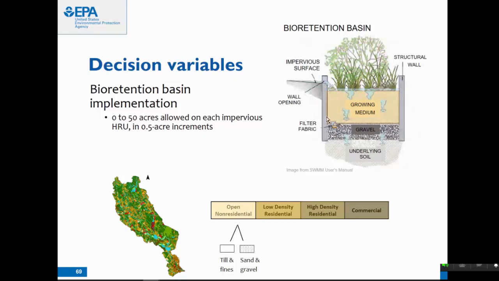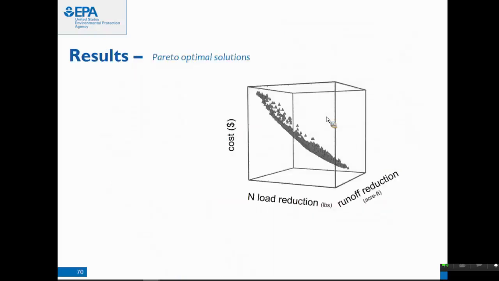And then another facet here is that you can implement either small capacity or large capacity bioretention basins on any one of those HRUs. So with the 8 HRUs and 2 choices per HRU, we have 16 total decision variables. All right, so now we'll take a look at the results of the optimization, the Pareto optimal solution.